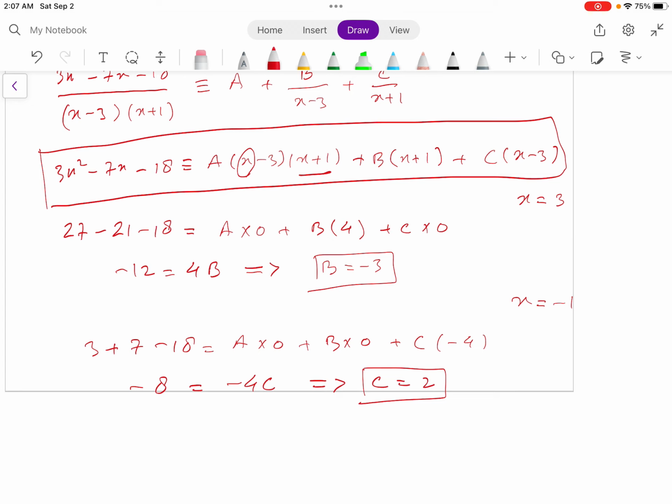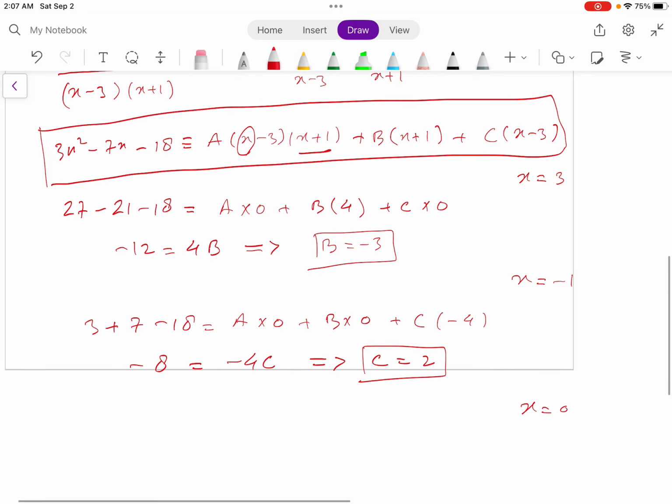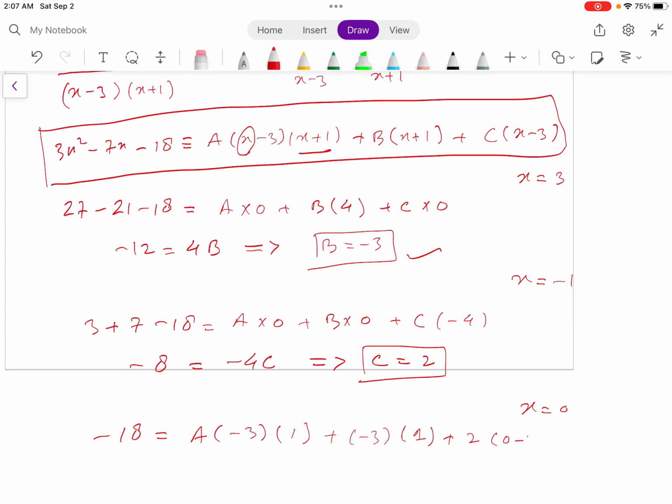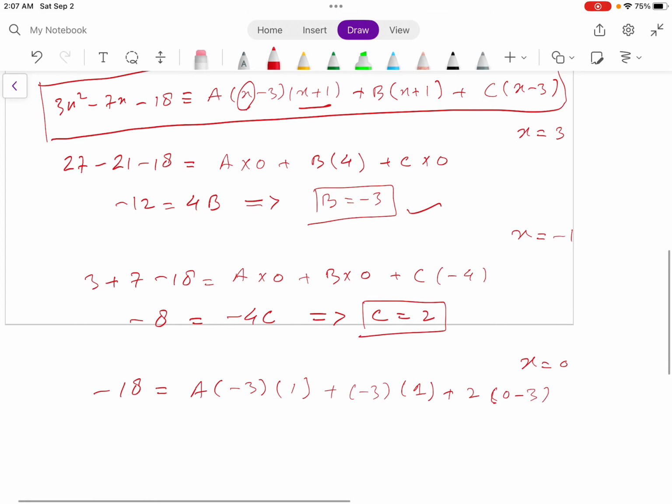Now for the value of a, we can assume any x value, since we know the other two constants, so any x value will work here. So I'm going to plug in x equals 0 in the same identity again. I'm going to get minus 18 on the left side. A times 0 minus 3 is minus 3, times 0 plus 1 is plus 1. Now I can plug in the b value, which is minus 3 here, and x is 0, so 0 plus 1. Similarly, we can plug in the c value, which is 2, and 0 minus 3, which is minus 3 in the end.